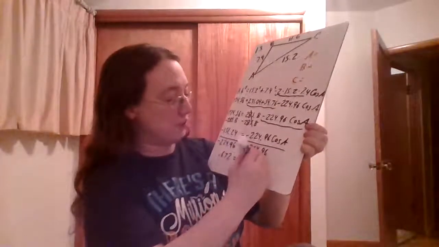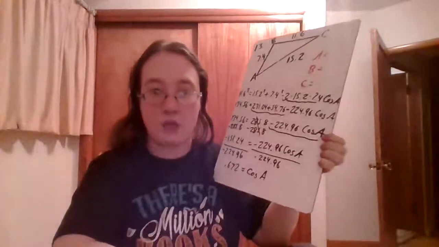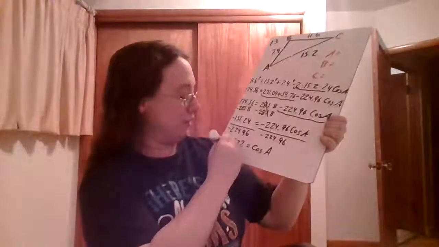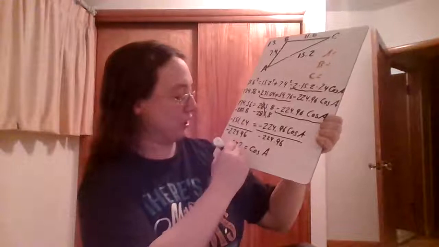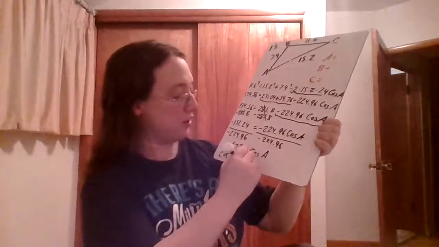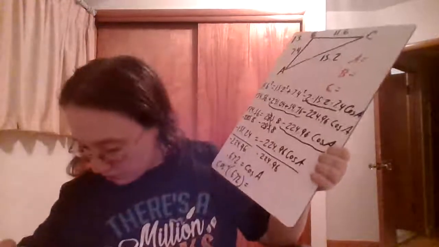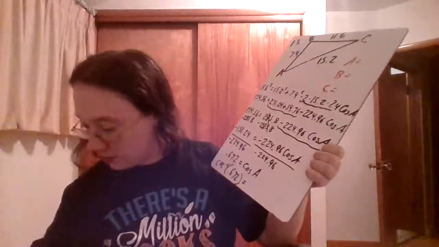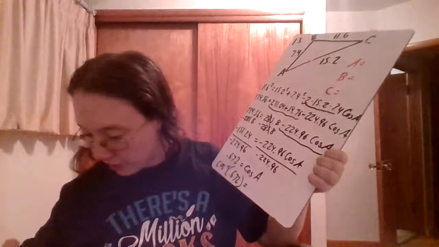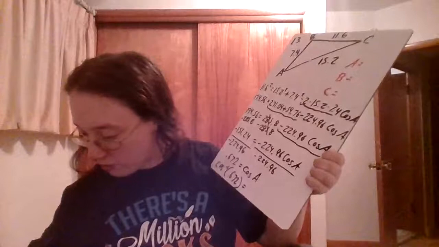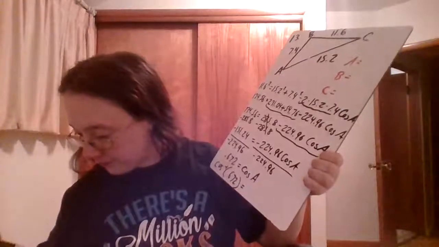And again, watch out: that's not A, that's the cosine of A. So the last thing we're going to do is take the inverse cosine of 0.672. The inverse cosine of 0.672 is about 47.8.